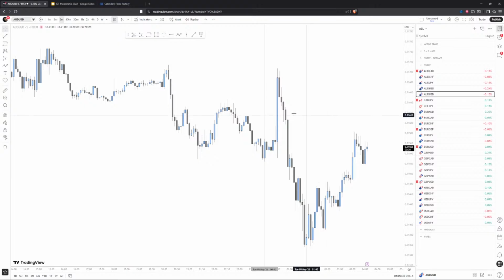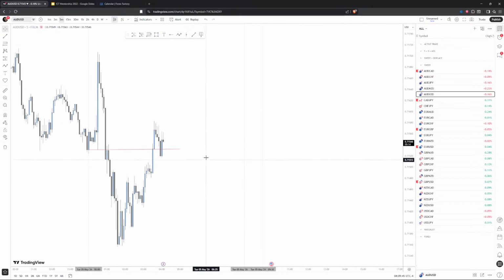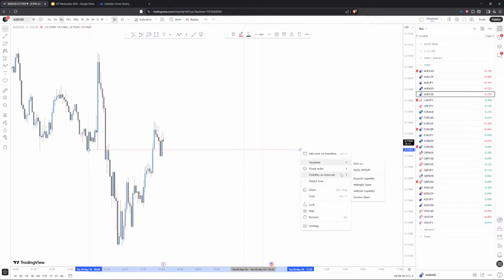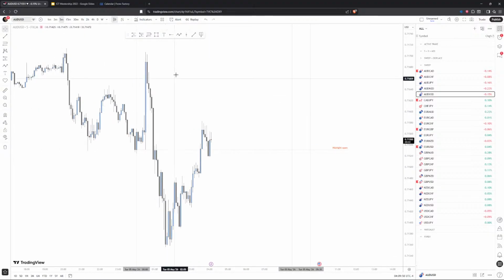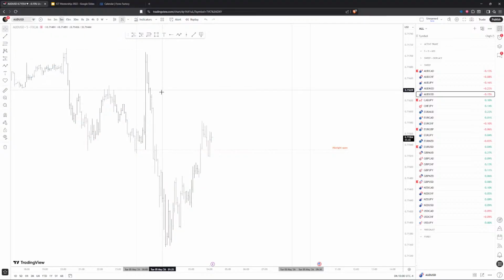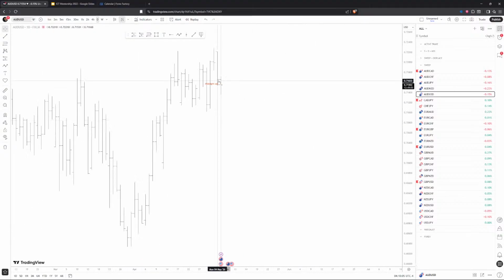Okay, so I'm going to grab the open. With a bullish candle, the open is at the bottom. A bearish candle, the open is at the top. So that's why we're taking this level right here. We're going to want to drag this here, and we are going to call it the midnight open. So when we are bullish, we would expect it to open.